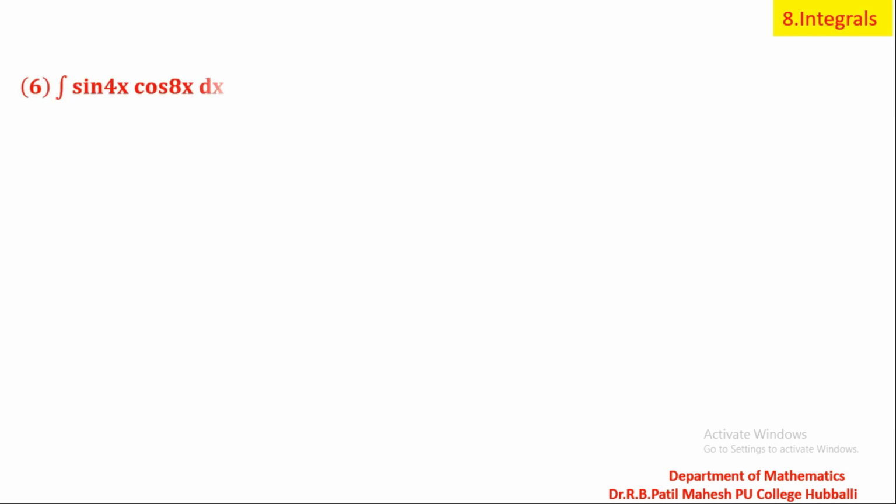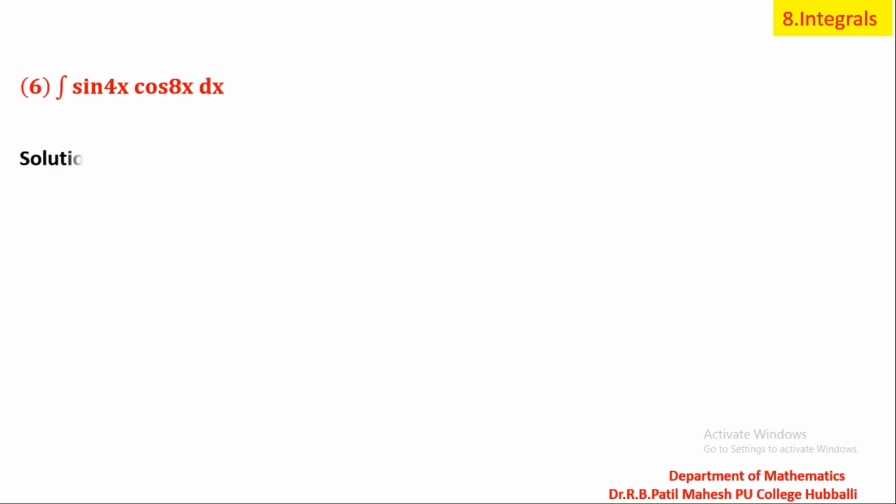Problem number 6. In the previous lecture number 7, integration using trigonometric identities, I ended with problem number 5. Here I am continuing with problem number 6. It means the problems on integration using trigonometric identities will continue. So the first one, integration of sin 4x cos 8x dx.